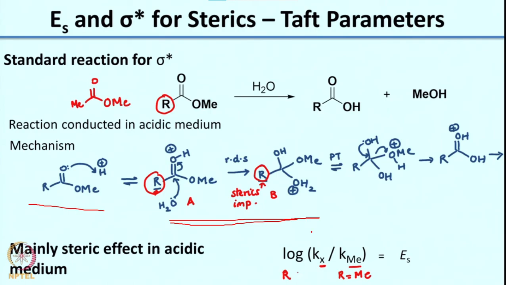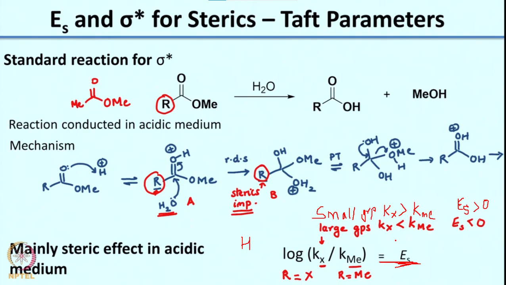So according to the Taft parameter, the equation is log Kx by Kme, which is equal to Es. Es is representing here the steric effect. So if the R group is smaller, then Kx will be higher than the Kme and Es will be a positive value. But if the R group is a large group or a bulky group, then Kx will be less than the Kme and Es will be less than 0, that is a negative value.